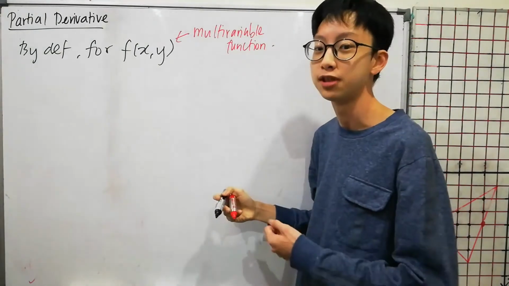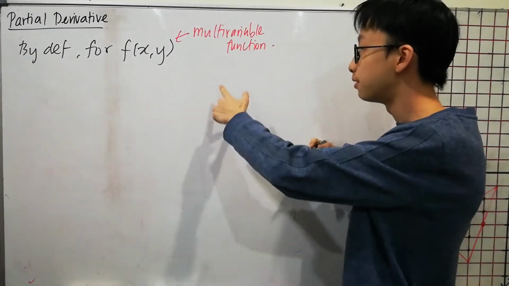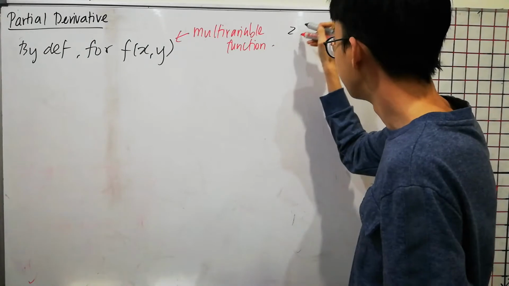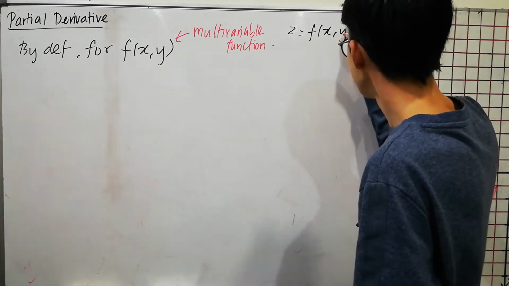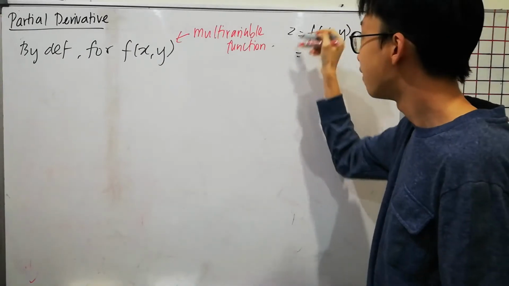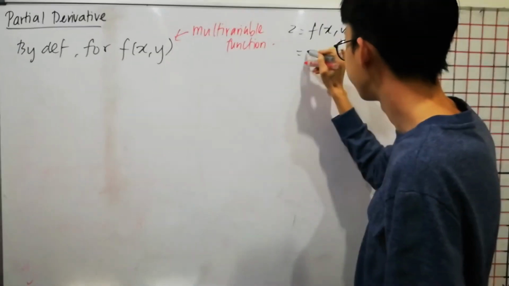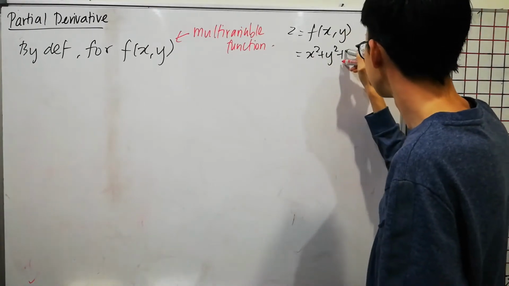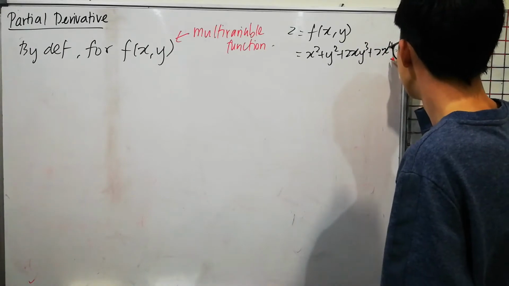Of course, I will try to keep my explanation in single variable. Anyway, a multi-variable function is something like z equals f of x, y, which means the value of z depends on x and y. For example, x squared plus y squared plus 2xy cubed plus 2x to the 4y, something like this.